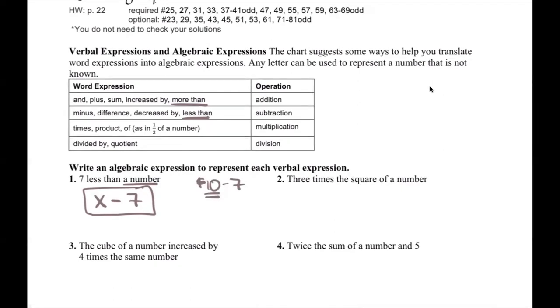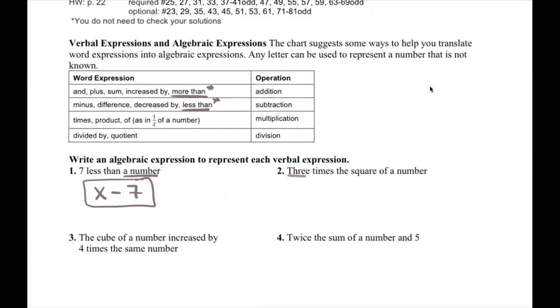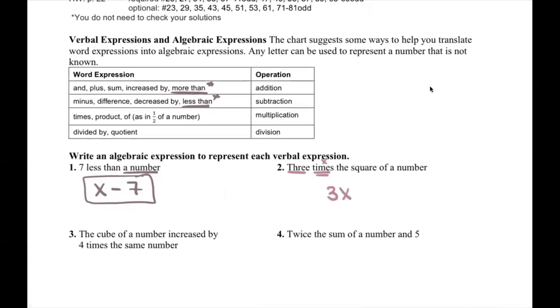Same thing with more than, except with plus. So just be careful. Those are the two where you have to be careful of the order. You got to switch that order around. Other than that, though, it's actually pretty straightforward. So, for example, 3 times the square of a number. 3 times means multiplication. The square means power of 2 of a number. So 3 times the square of a number. And that's it.